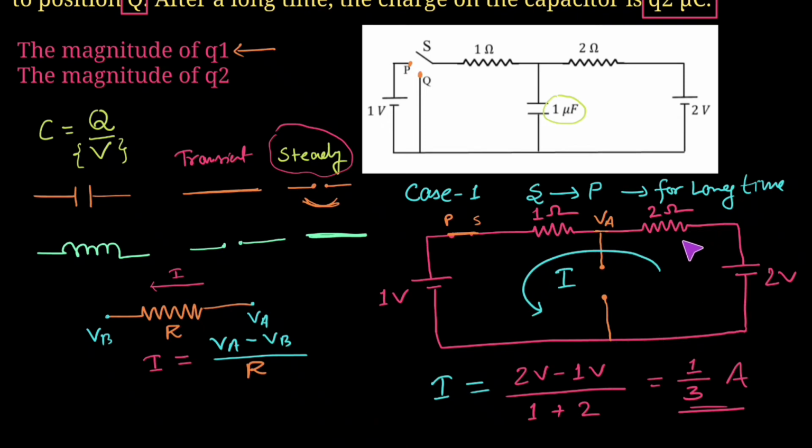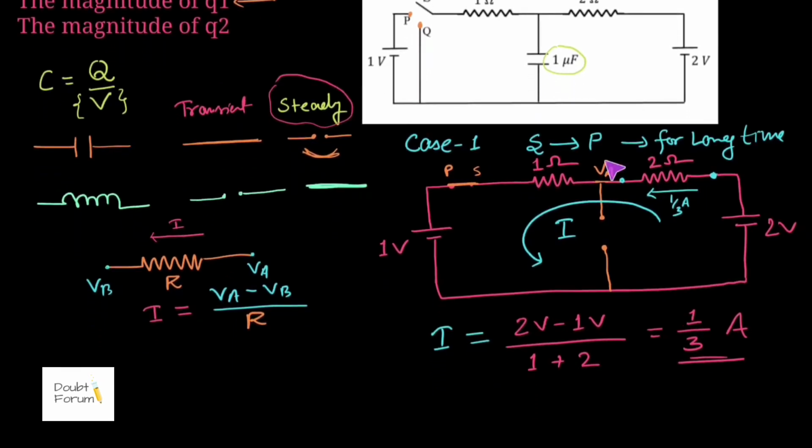As we can see, the current through this 2 ohm resistor would be like this, and the magnitude is 1 by 3 ampere. The current is flowing from this point to this point, so this would be at higher potential and this would be at lower potential. And the magnitude is 1 by 3 ampere. So from here we can easily find the value of this VA. If we simply take the difference of this point and this point divided by this 2 ohm, it will be equal to 1 by 3.